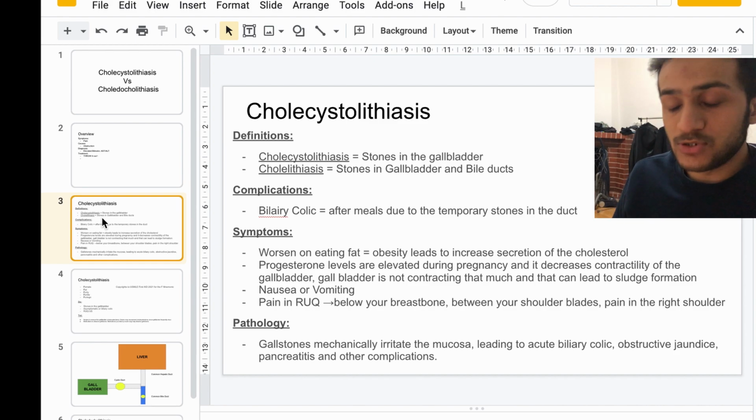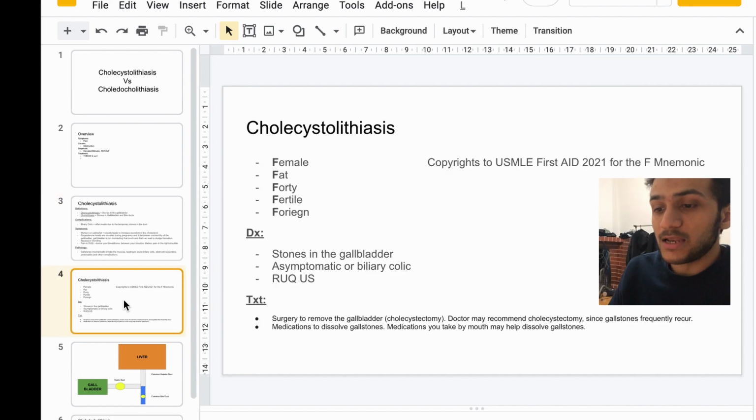Obstructive jaundice means that the bile duct is obstructed. So now all of the bilirubin is built up and it's not being released into the stool. Therefore the stool will not have the bilirubin, and it will not be very brown. It will be rather pale, and there may also be pancreatitis.